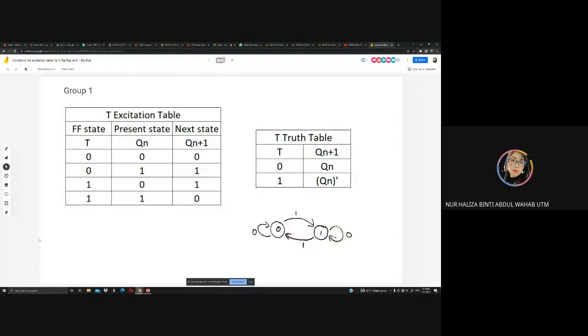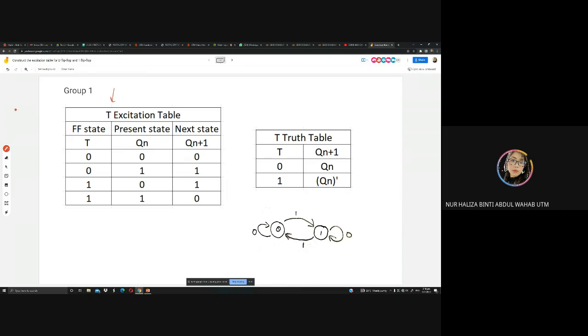Okay, I'm going to share my screen now because only some of you have not yet finished. Okay, let's check one by one. We have group number 1 doing a T flip-flop.